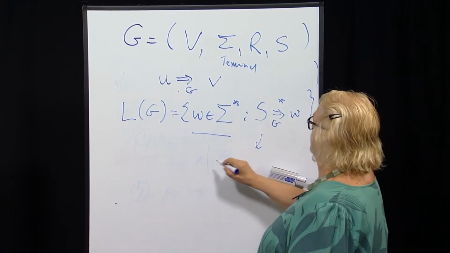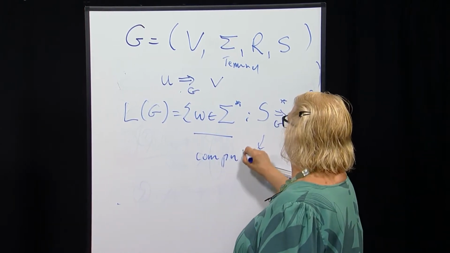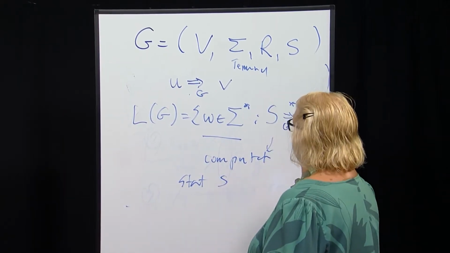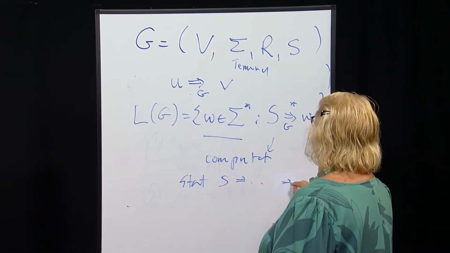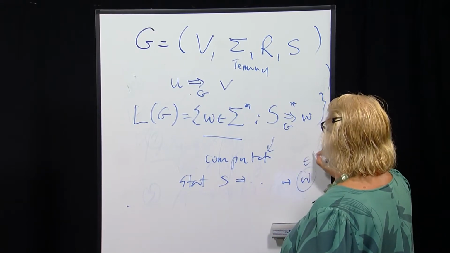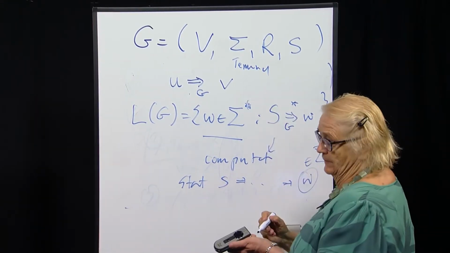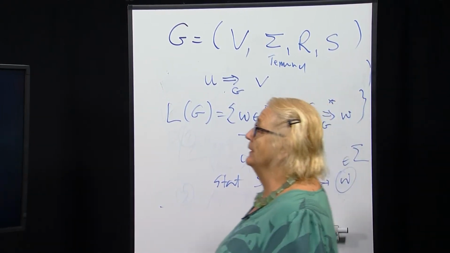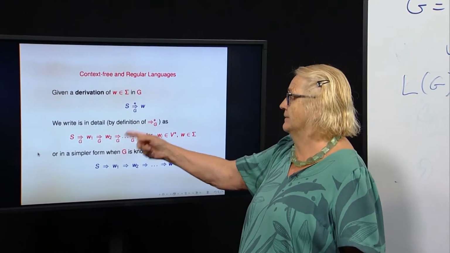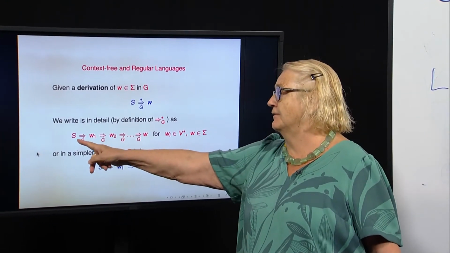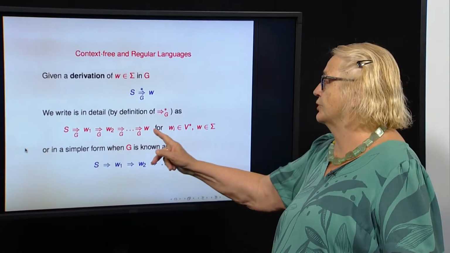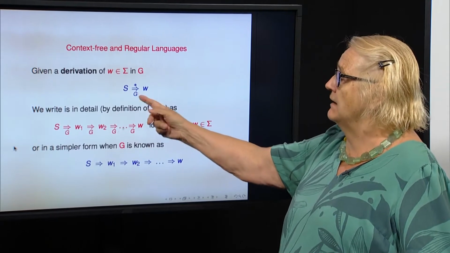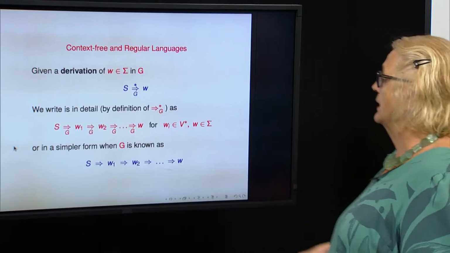That means we have a computation which starts at S and goes by the rules, and the end is W. Remember, W must be in sigma star. So formally, for example, you can write it as W1, W2, so this is our computation. If in general it is in the grammar G, you write it like that.